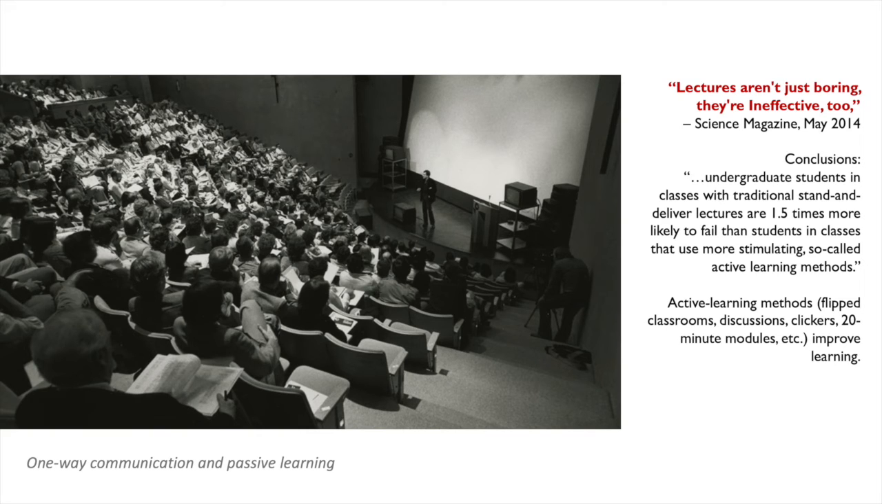So look at some of the conclusions. Undergraduate students are more likely to fail. Active learning methods, which of course can happen in these classroom settings, such as flipped classrooms, discussions, clickers, and 20-minute modules, can all improve this. Dewey, as I said, went one step further. He said that the actual activities have to be more than just listening. Students have to engage in real, meaningful tasks and problems that emulate what experts do in real-world situations.